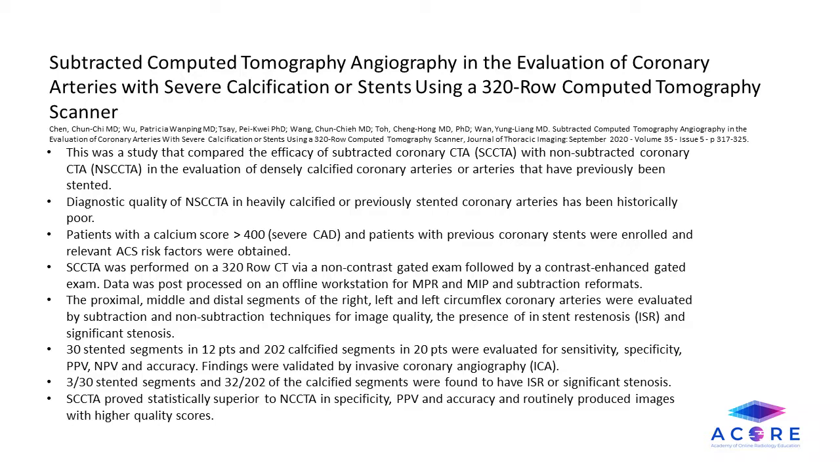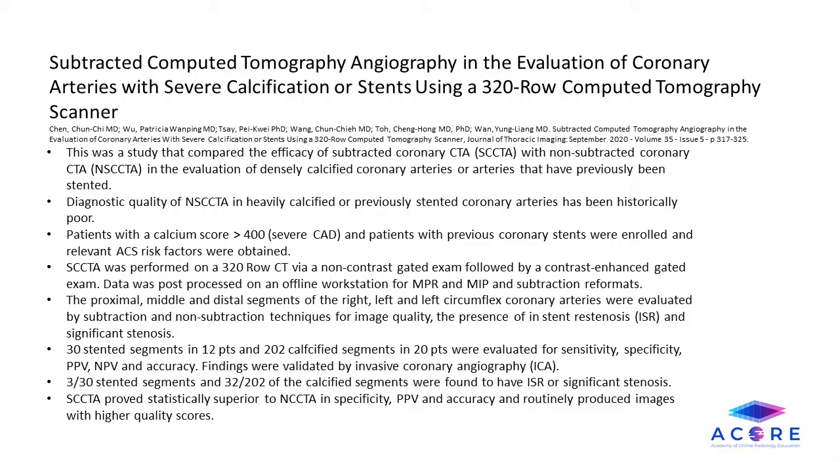Patients were screened for a multitude of coronary artery disease risk factors, including blood pressure, LDL, blood glucose, BMI, smoking history, and family history of coronary artery disease. Patients were enrolled into two different groups, those who were stented and those who are considered to have heavily calcified coronary arteries, defined as a calcium score of greater than 400, to undergo subtracted coronary CT angiography and non-subtracted coronary CT angiography prior to interventional coronary angiography for validation of results.